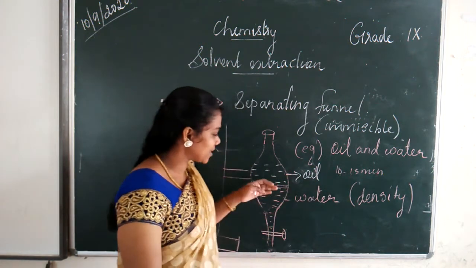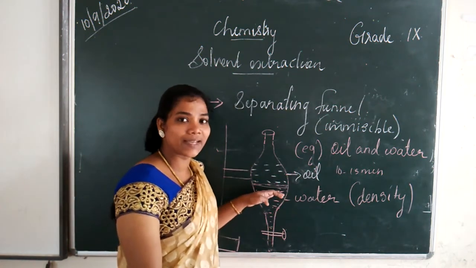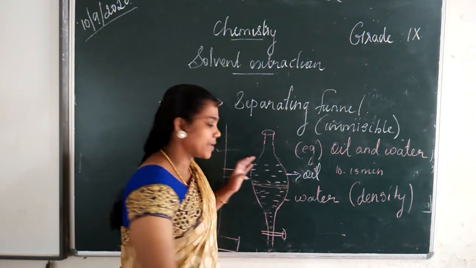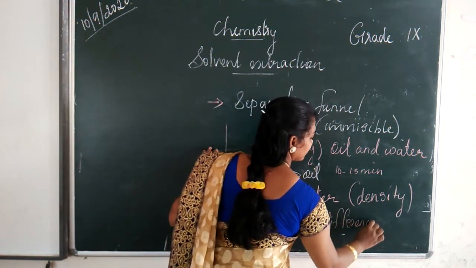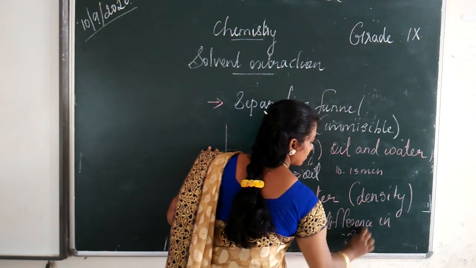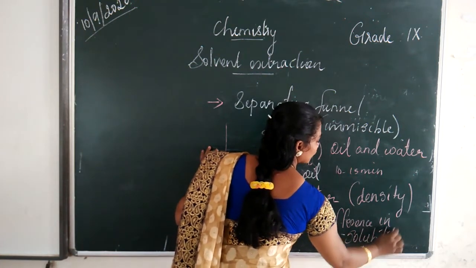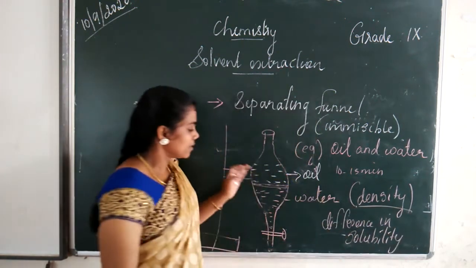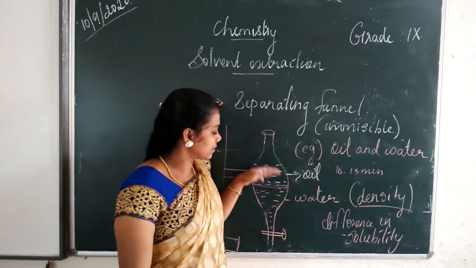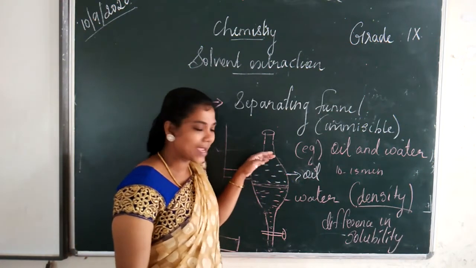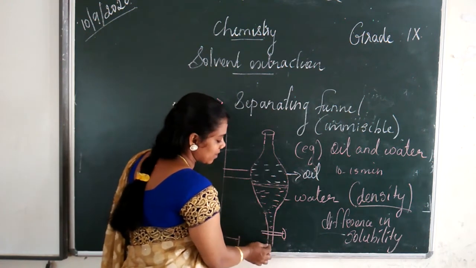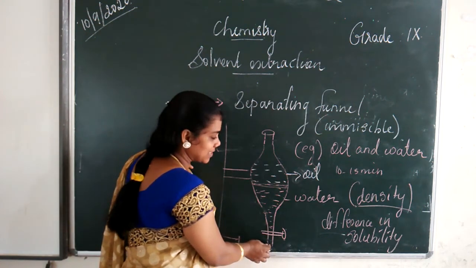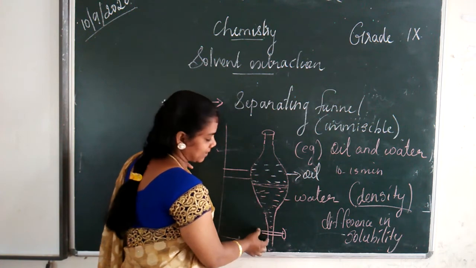It is not only applicable for two liquids; more than two immiscible liquids can also be separated by this technique based on their difference in solubility and also their density. They will separate one by one. After separating, slowly open the stopcock, and what will come out first? This is the high density one, water, isn't it?